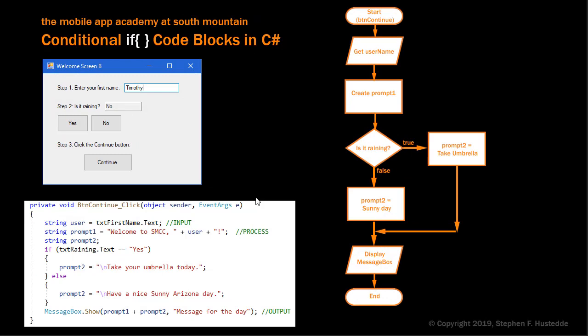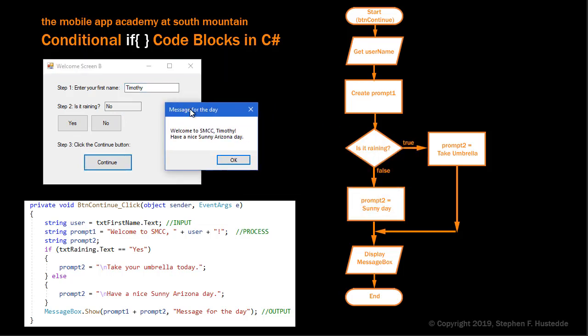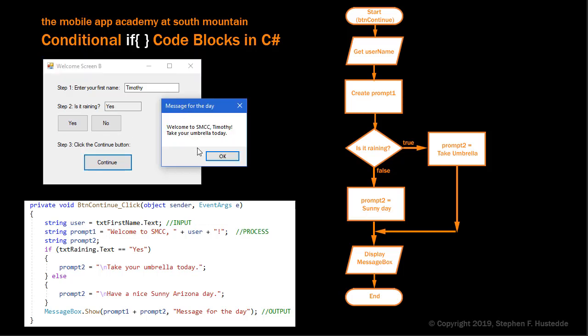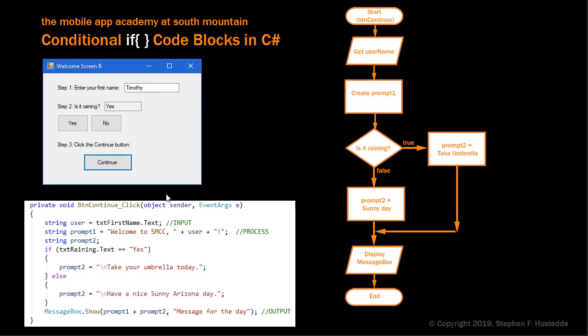Now I want to talk about a variation of the if block, and that is an if-else conditional structure. My program's going to do the same thing as we did earlier. I've just written it a little bit differently. So I entered the first name of Timothy. Right now it's not raining. I say continue. And our message is, welcome to SMCC, Timothy. Have a nice sunny Arizona day. If I say yes, then we're going to get that prompt where we're telling Timothy to take his umbrella. So same thing as we saw earlier, except I've written it a little bit differently.